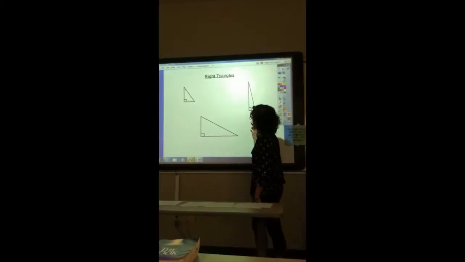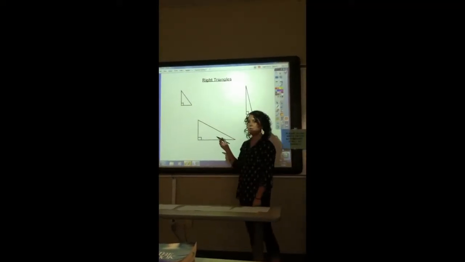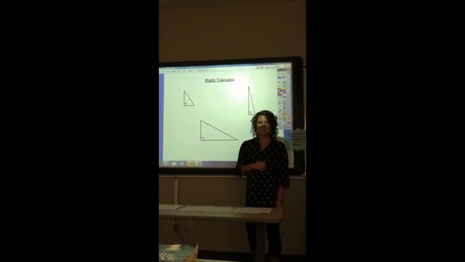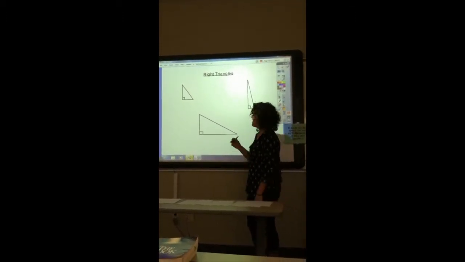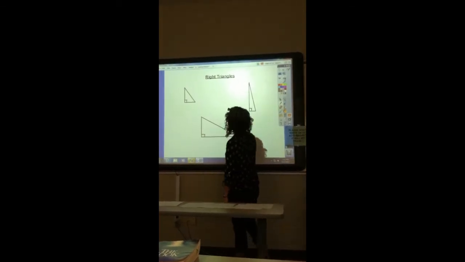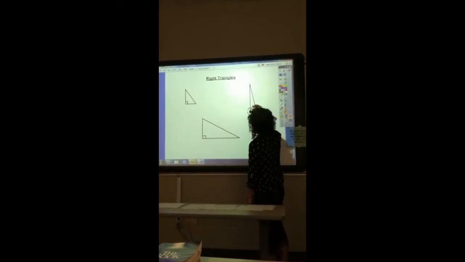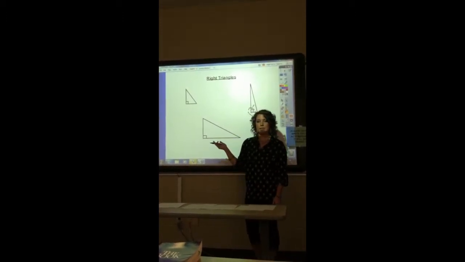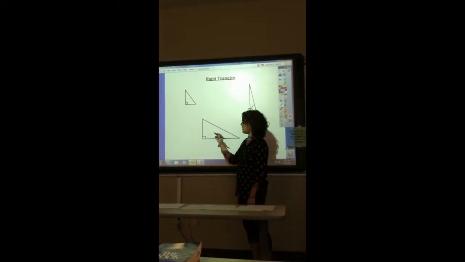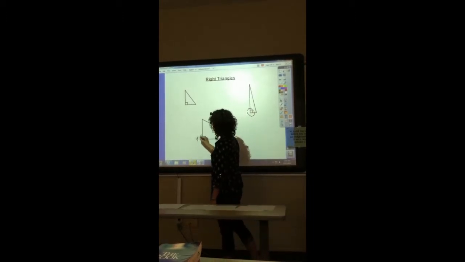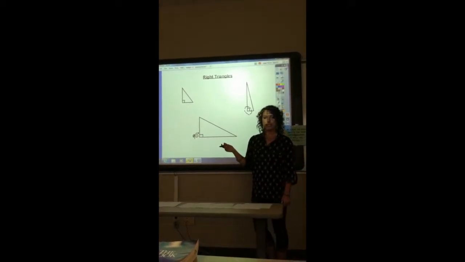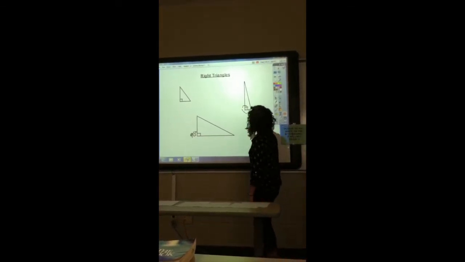Those are examples of right triangles. Can someone tell me how we know that they are a right triangle? They have 90-degree angles. Yes, perfect. And how we know that they have a 90-degree angle is this square right here. Whenever there's a 90-degree angle in a triangle, they usually won't mark it by putting the 90 degrees, but they'll put the square instead, and that represents the 90-degree angle.